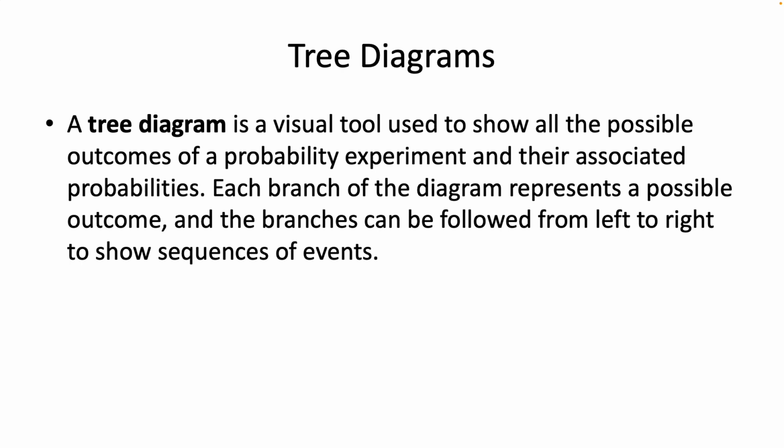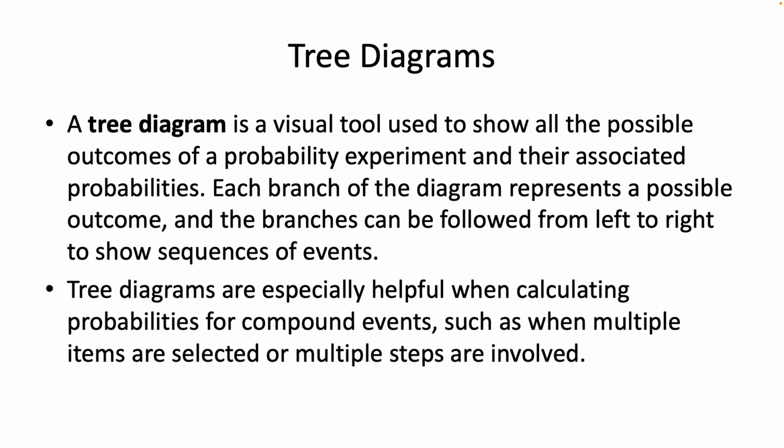There's one more definition that I'd like to go over for this video before we go back to our problem. We're going to use a tree diagram, which is a visual tool used to show all the possible outcomes of the probability experiment and their associated probabilities. Each branch of the diagram represents a possible outcome, and the branches can be followed from left to right to show a sequence of events. Tree diagrams are especially helpful when calculating probabilities for compound events, such as when multiple items are selected or multiple steps are involved. Let's go back to our problem and I'll show you how we use a tree diagram to help us create the probability distribution.